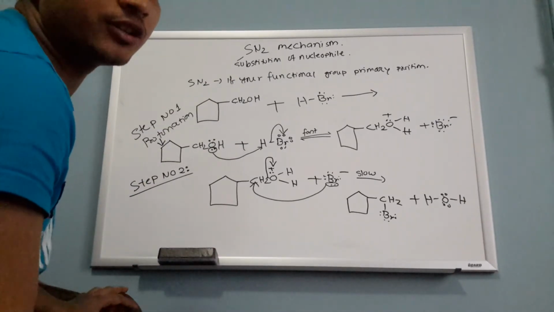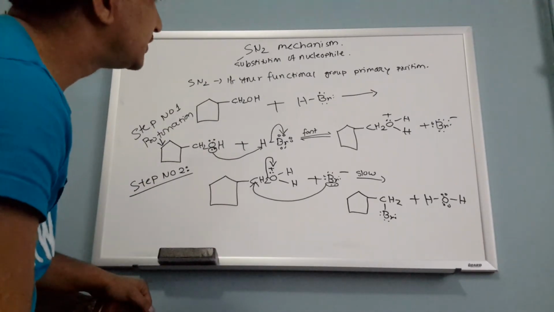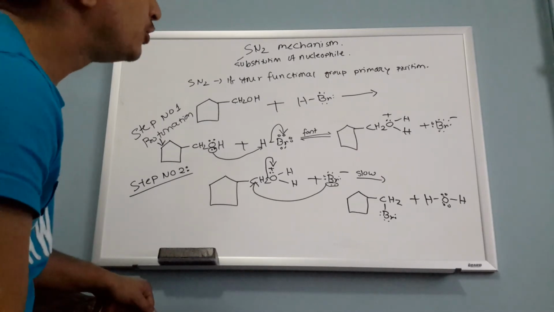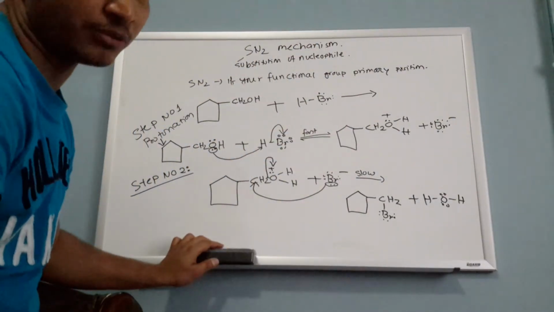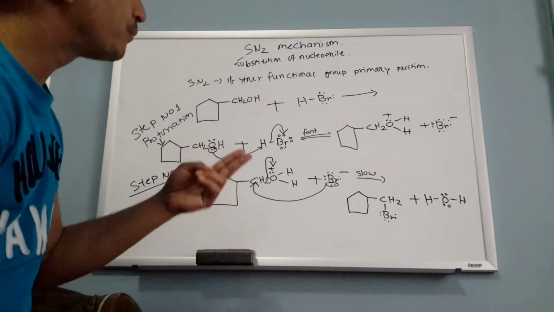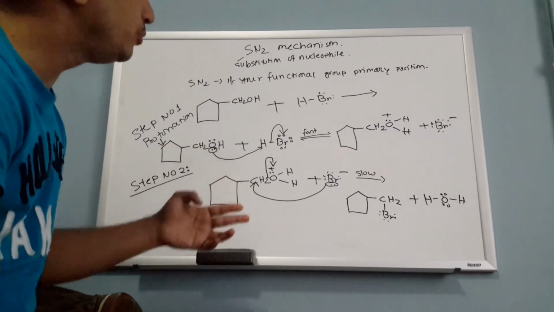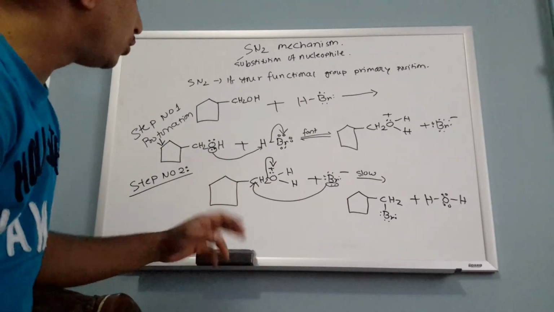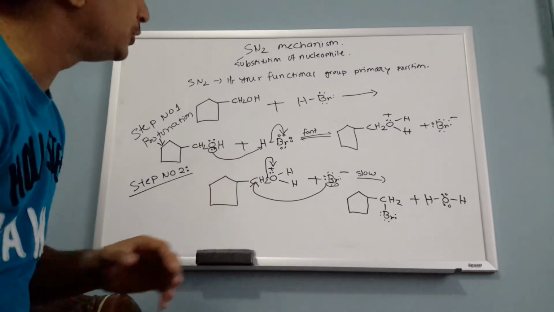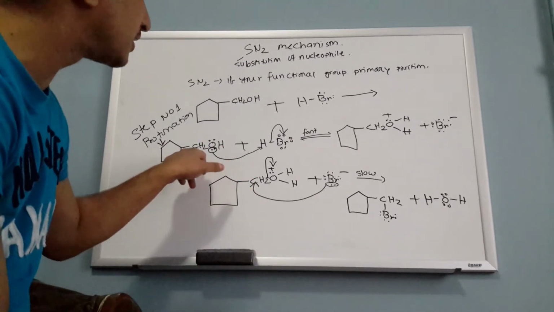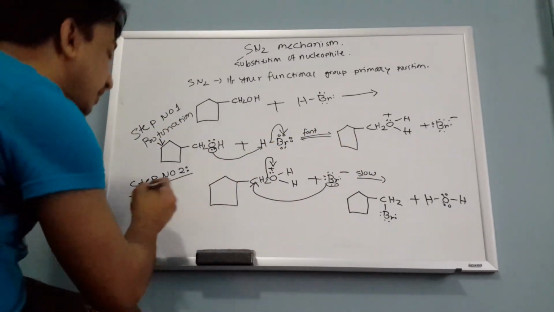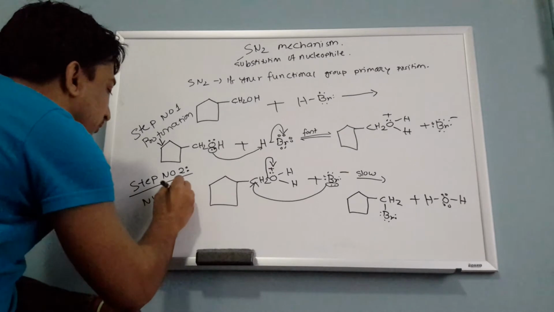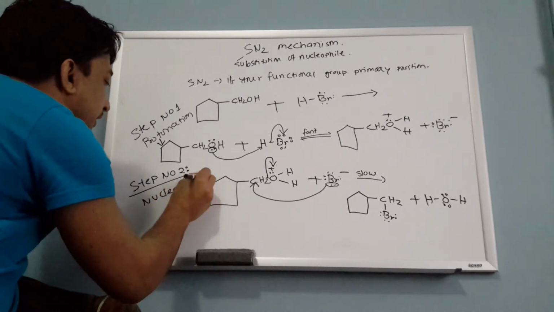Sn2 mechanism depends on what? It depends on whether your functional group is at a primary position. If it is at a secondary or tertiary position, it will be the Sn1 mechanism. And the Sn1 mechanism is a 3-step mechanism; the Sn2 mechanism is a 2-step mechanism. And always remember, the common thing between Sn1 and Sn2 is that the first step is the same, protonation. The second step is called nucleophilic attack.